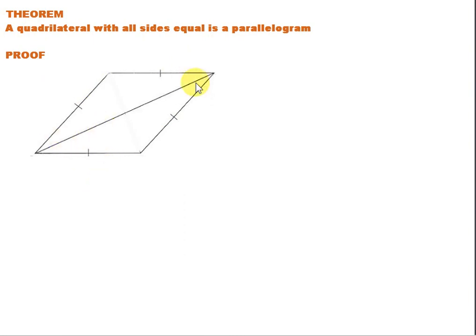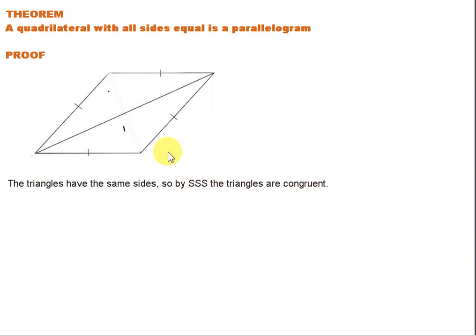To prove this, we draw in a diagonal. Now there are two triangles formed, and we note that the sides of both triangles are the same. This side here is equal to this side here of the second triangle, and this side here of the first triangle equals this side of the second triangle. And also, of course, they have this side in common. So the three sides of both of these triangles are the same. So by the SSS condition for congruency, the triangles are congruent. SSS stands for the three sides the same in both triangles.